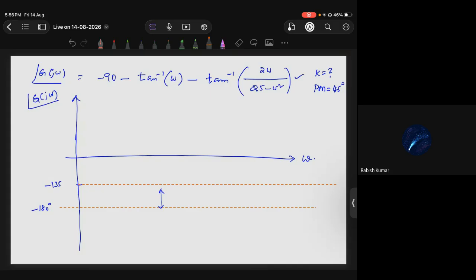So now this is the point. The curve will go from this point. You can write it like this.